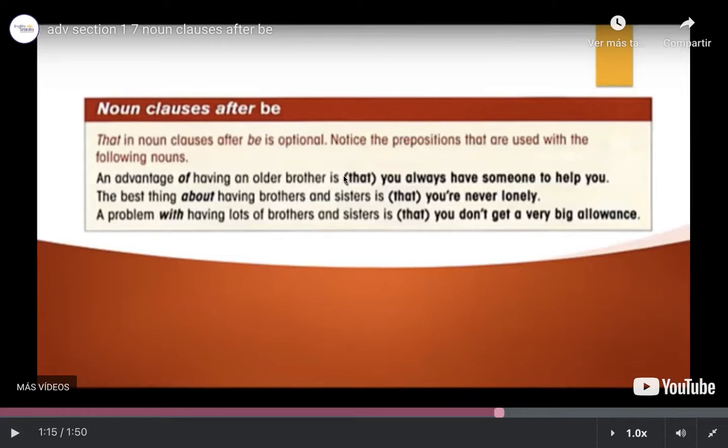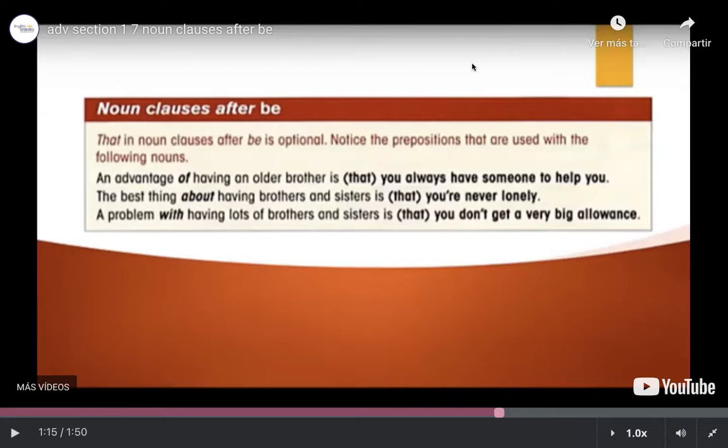Using the verb to be, is, and normally, but not obligation, use the word that. So, as an example, an advantage of having an older brother is that you always have someone to help you. The same structure for anything. The advantage of living in San Salvador. The advantage of living in El Salvador. The advantage of speaking another language. And then you give the extra information that. Is the idea for noun clauses okay?